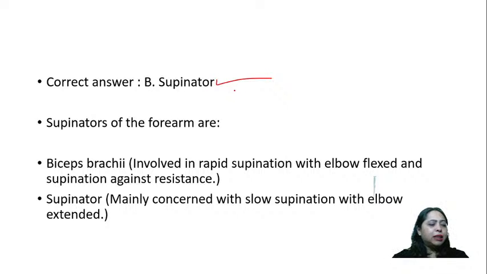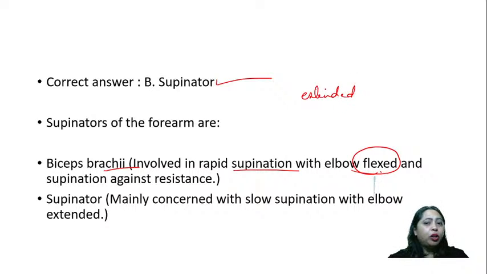Supinator. The other supporting muscle is biceps brachii. It is involved in rapid supination with elbow flexed. Okay. When elbow is extended, did you know this? How many of you knew? When elbow is extended, you have supinator. When elbow is flexed, biceps.